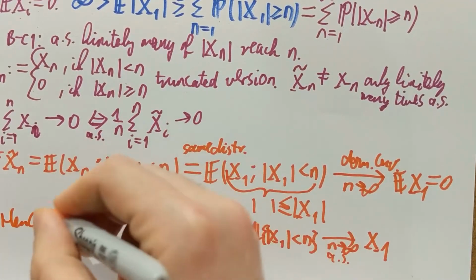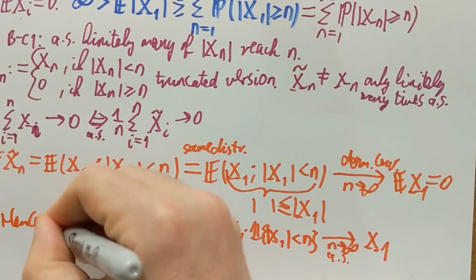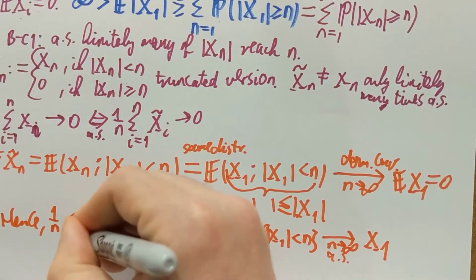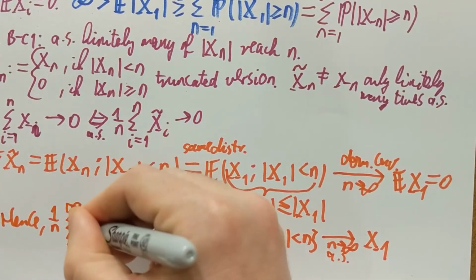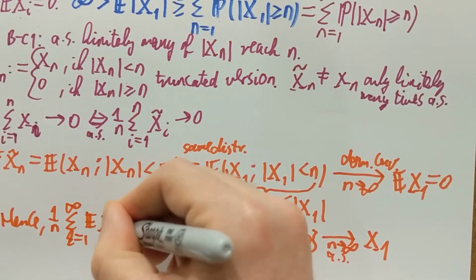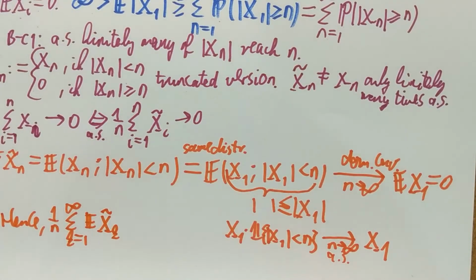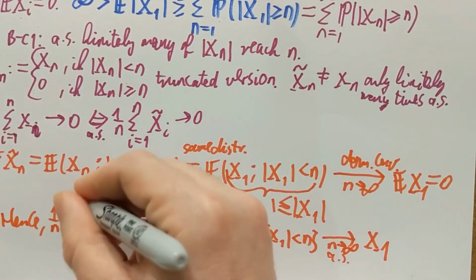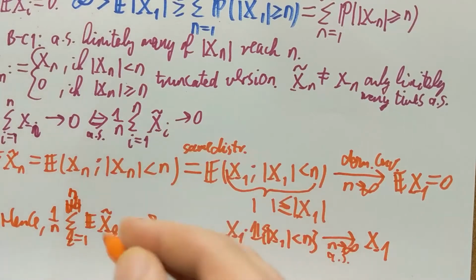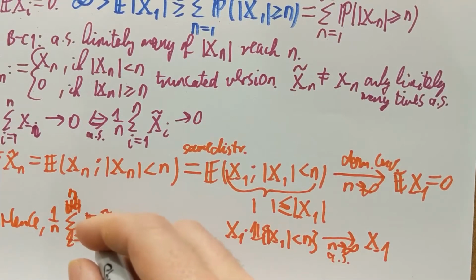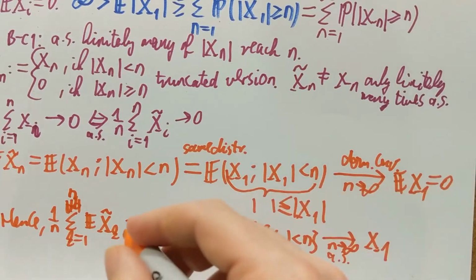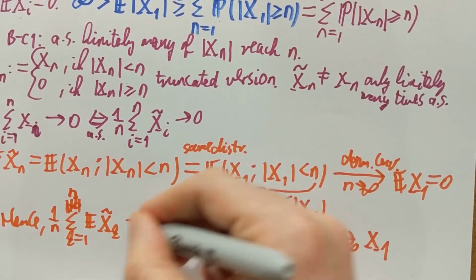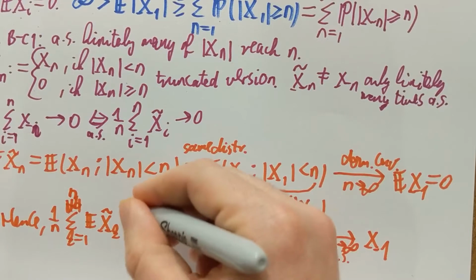hence, if you look at 1 over n times the sum of E of xk tilde, up to n, the E of xk tilde is a sequence that goes to 0. This is the Cesaro limit. So therefore, if the expectation of xk tilde goes to 0, then the Cesaro average also goes to 0, as n goes to infinity.